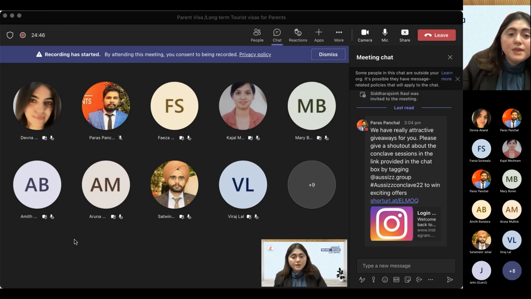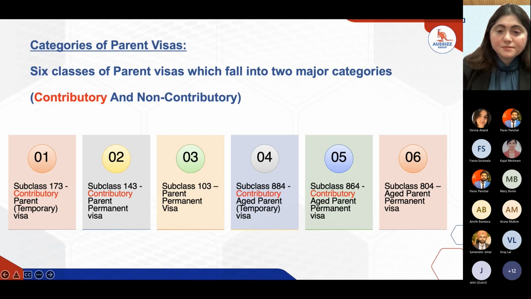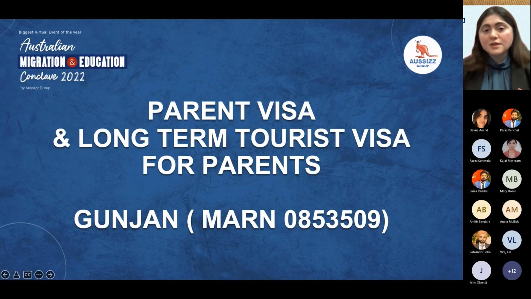The 103 parent visa is a permanent visa. The 884, 864 and the 804. Just give me one moment, guys. Sorry, everyone. There was some issue with the sharing of the slides. Now I hope everybody can see my presentation. Okay, so I'll start again.